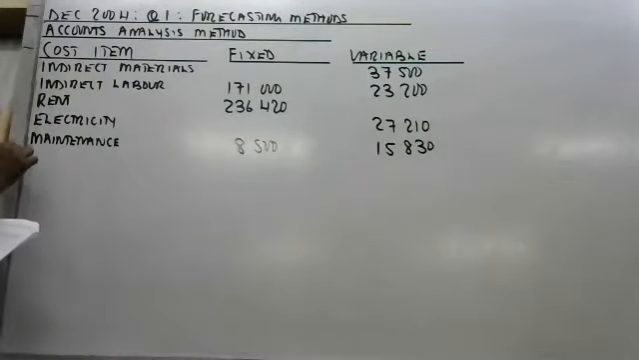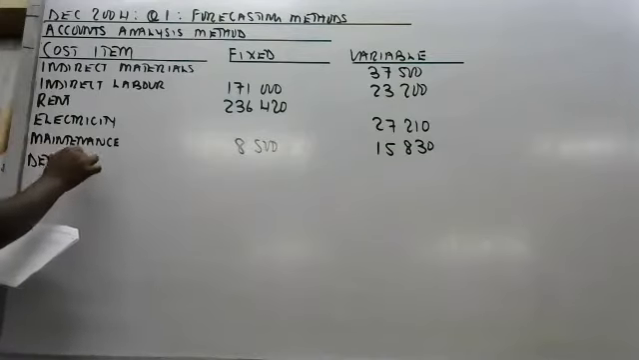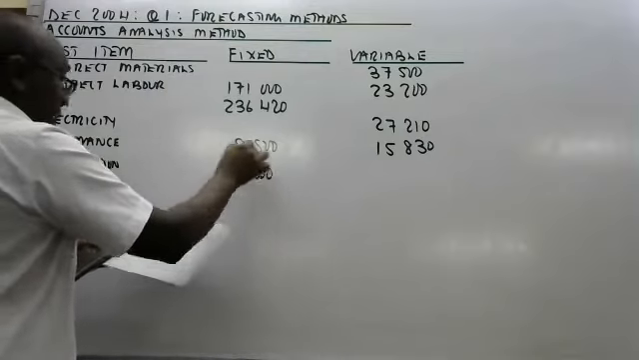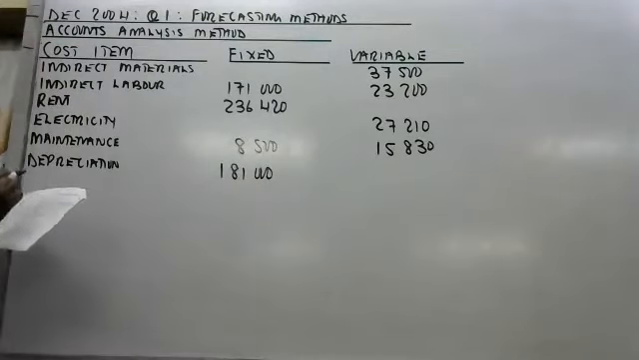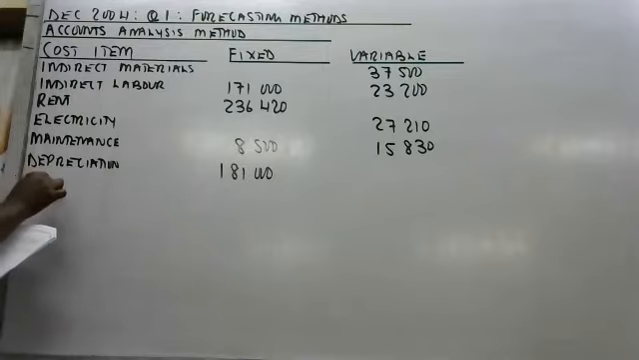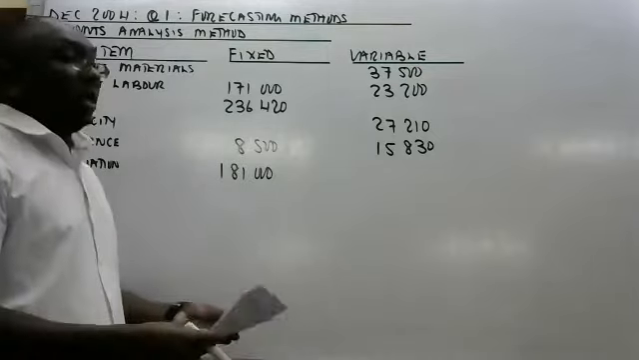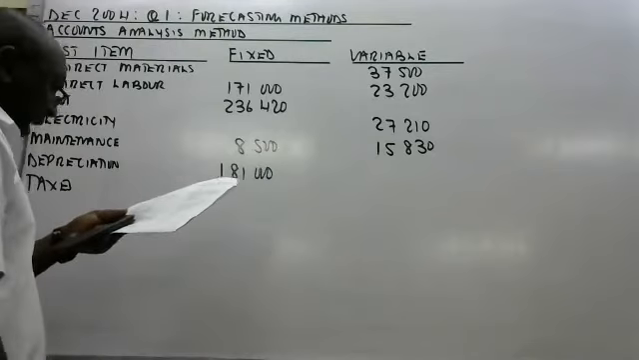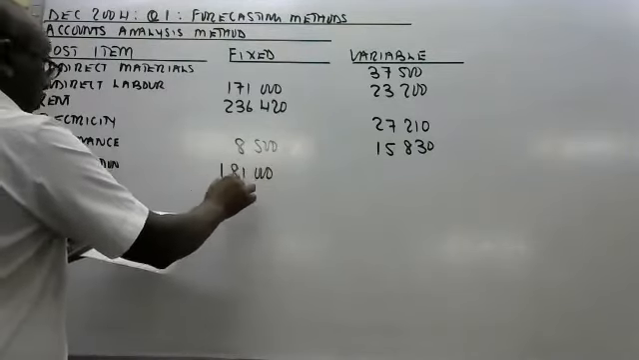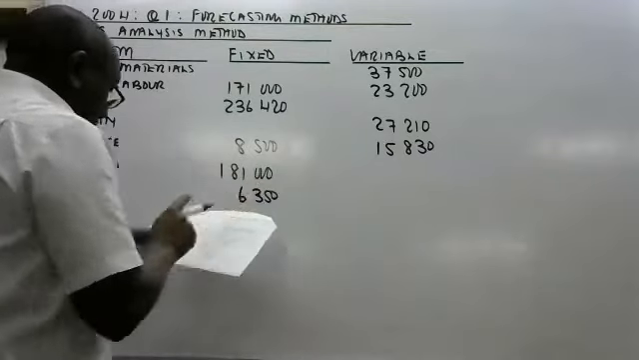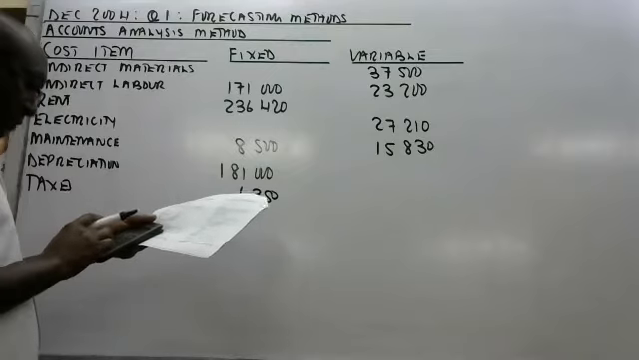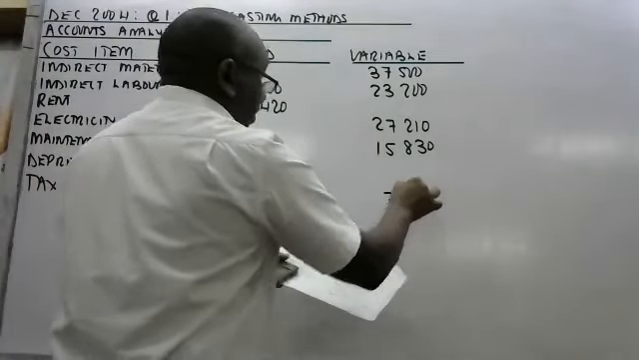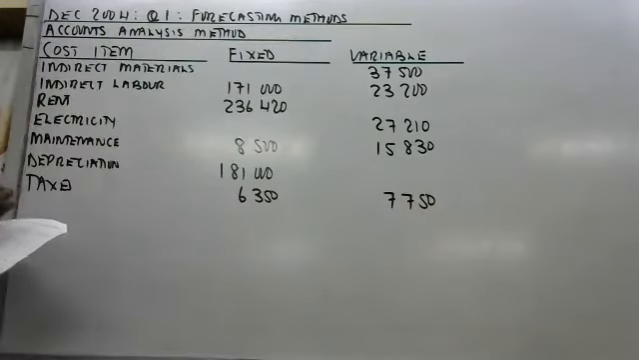Then I go to depreciation. Depreciation is supposed to be a fixed cost, but that is what the examiner says, 181,000. Then I go to property taxes. Now the typing there was not done so well, so they are not really matching well. The amount for property taxes is 14,100. The fixed is 6,350. So 14,100 minus 6,350, you get 7,750.